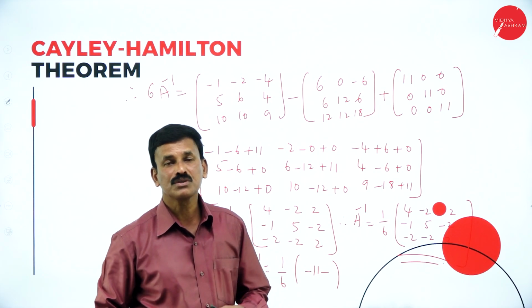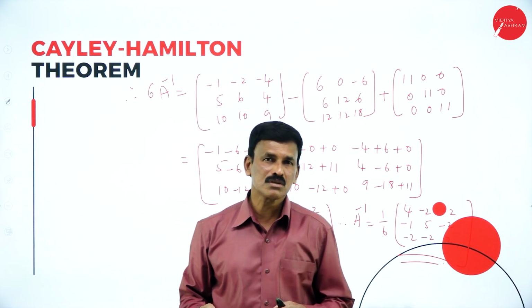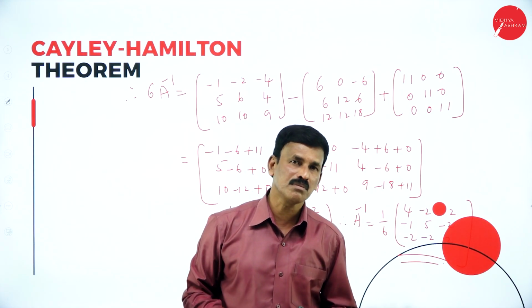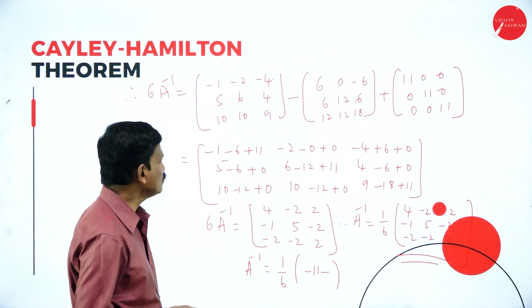This is how we are going to find the inverse using Cayley-Hamilton theorem in case of a 3 rows and 3 column matrix. It's a very lengthy and big problem, right? Hope you followed. Now let's move on to the next problem.